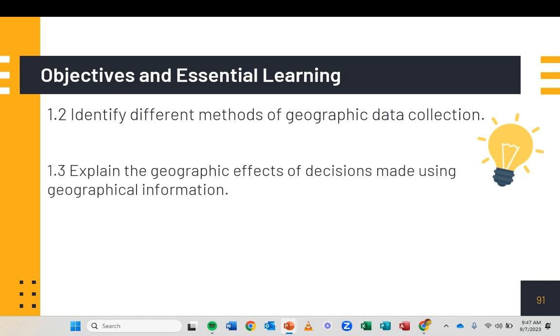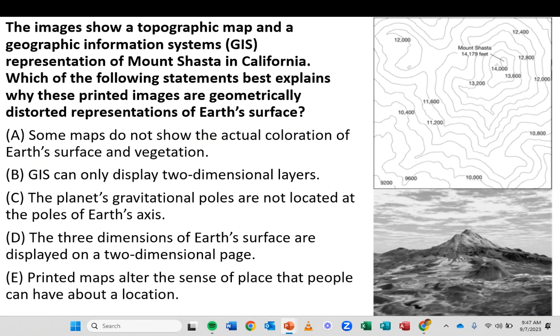All right, so now remember, geographic information helps people to make decisions. All right, here we go. Do this question.